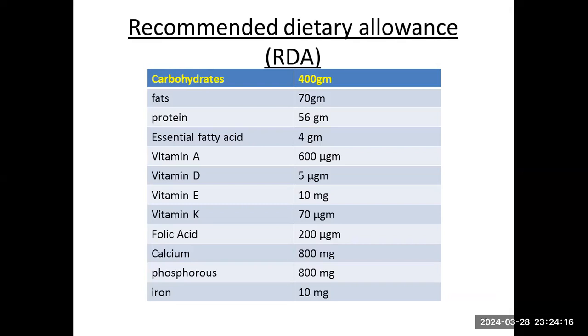the food from outside. Then, as far as the vitamins are concerned, vitamin A, we need 600 microgram, vitamin D, 5 microgram, because it is needed for the development of bones. Vitamin E, we need 10 milligram, K, 70 microgram, folic acid, which is also one of the B complex, 200 microgram, calcium, 800 milligram, because this is essential for the development of bone and teeth. And phosphorus also takes part in the development of bone and teeth, and we need 800 milligram per day, and iron 10 milligram.